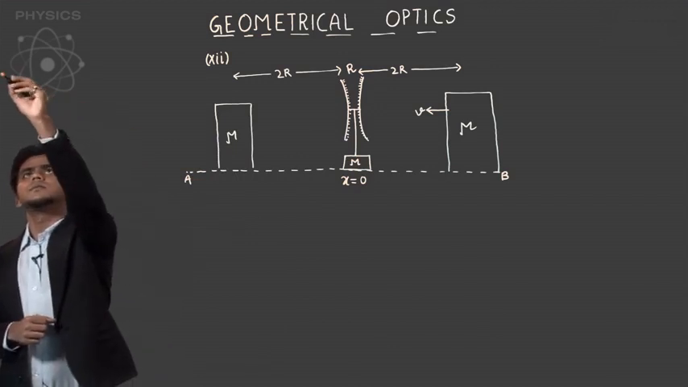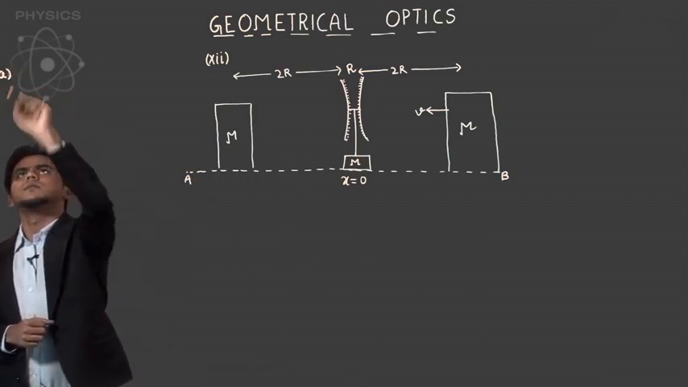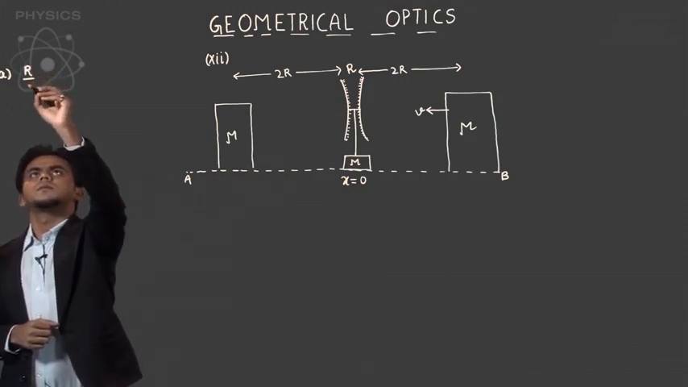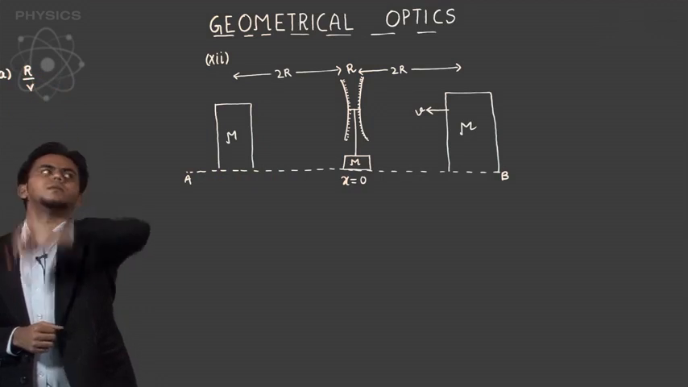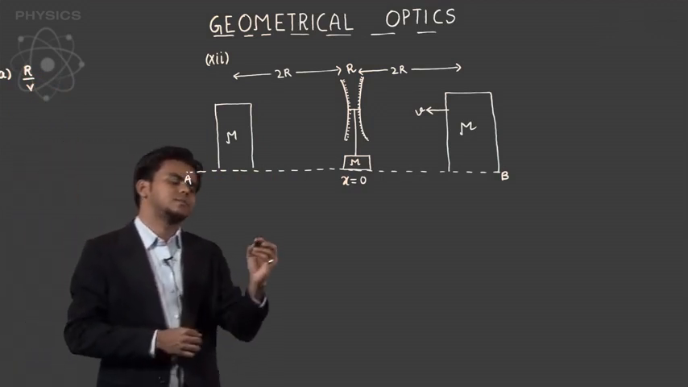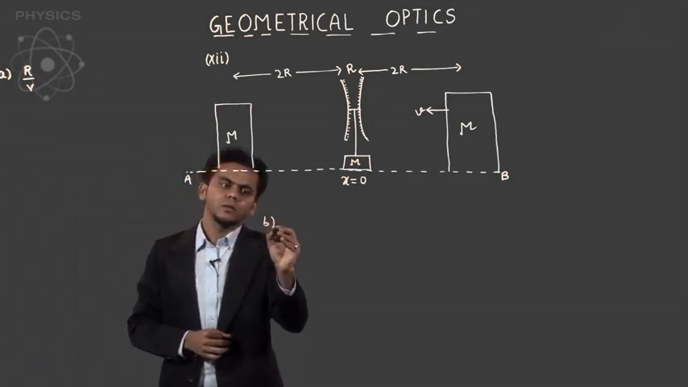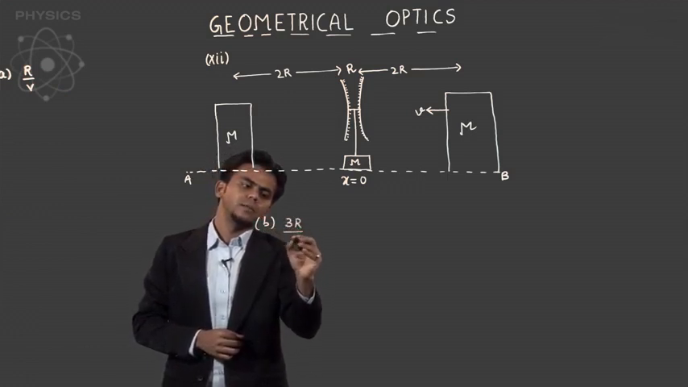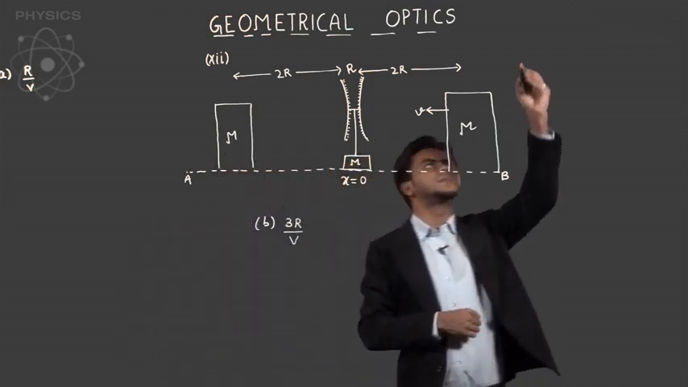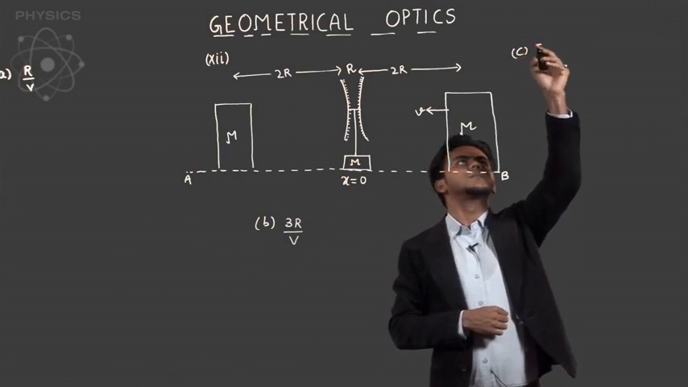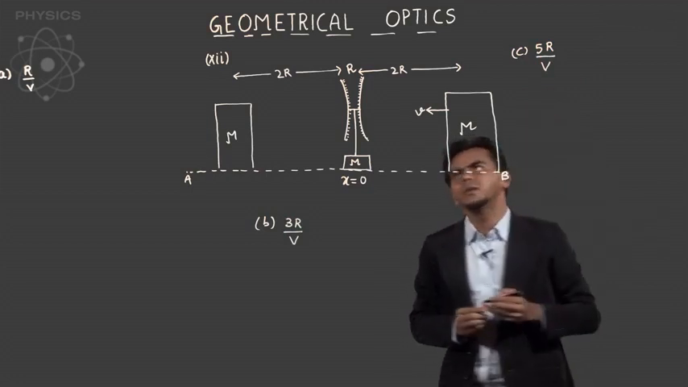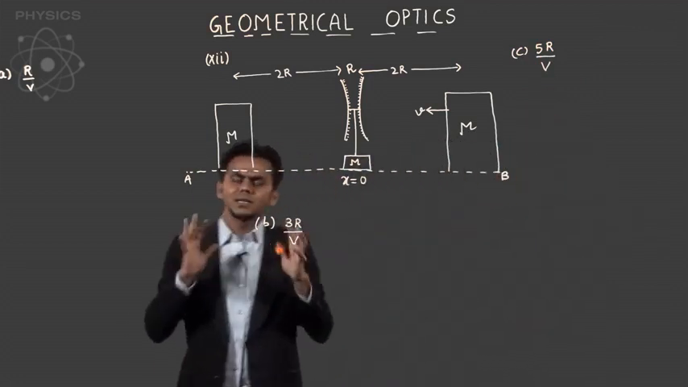The first is r by v. The second one is 3r by v. The third one is 5r by v. All my collisions are elastic, perfectly smooth.